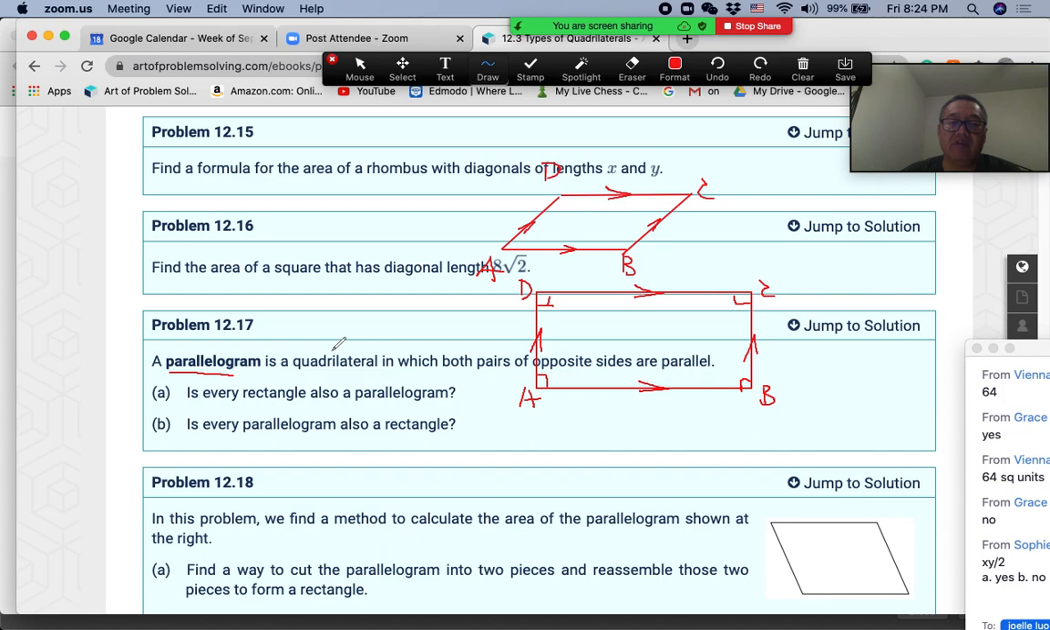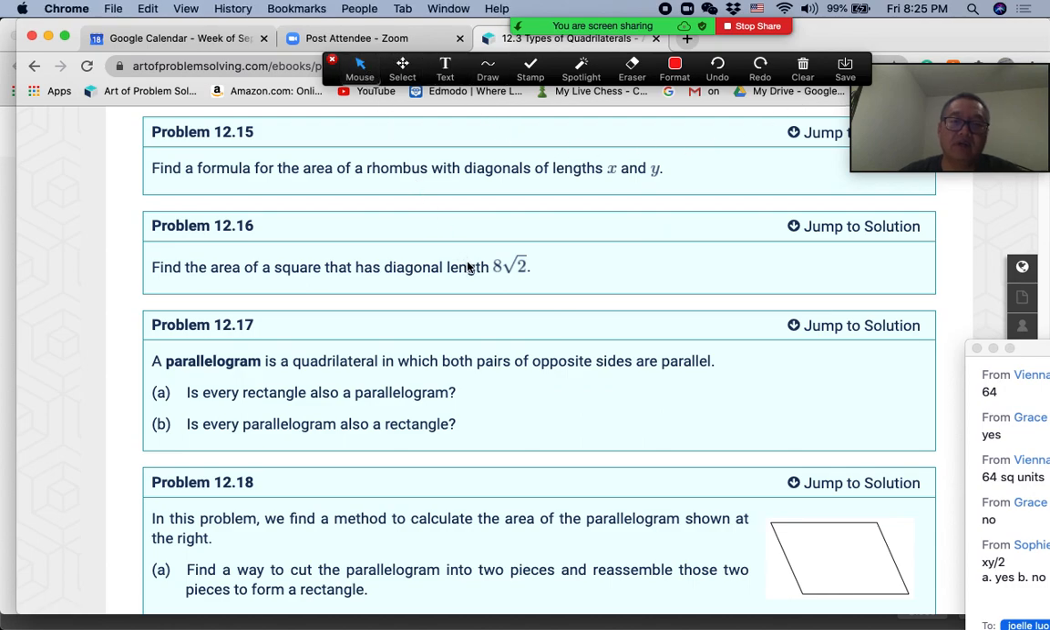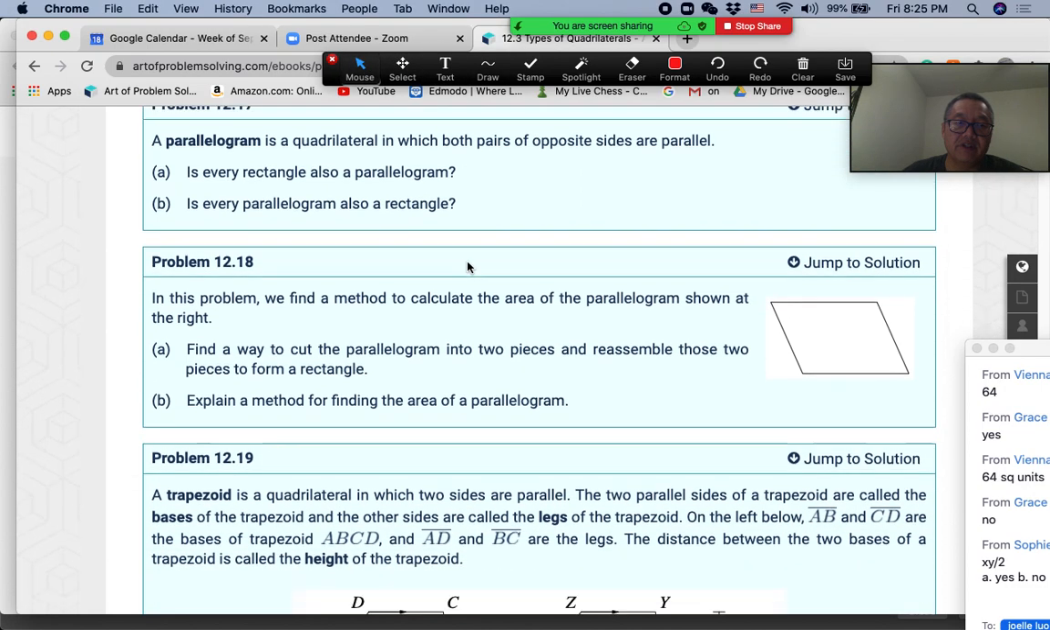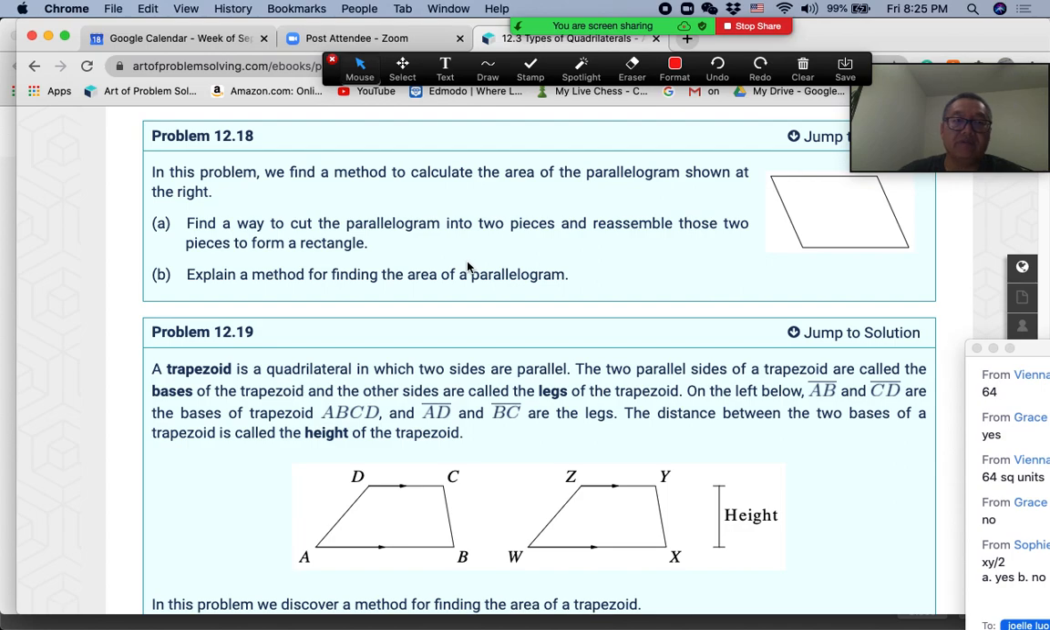B, is every parallelogram also a rectangle? Definitely no. The only parallelogram with each angle equal to 90 degrees will be a rectangle. Other parallelograms are not rectangles, right? So we finish this one. Now let's go to 18.